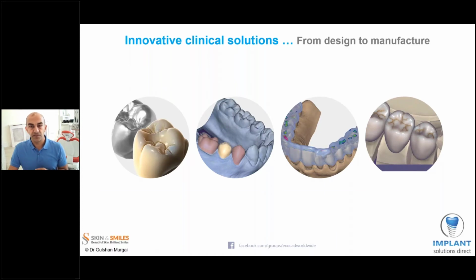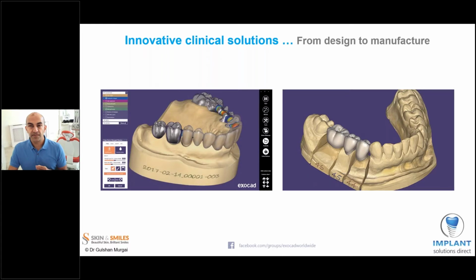So I'm going to just show you some examples of what type of restorations can be made with the ChairsideCAD software. We're looking here on the left-hand side at a full arch restoration. So you could design, and if you had an appropriate mill, you can manufacture that. You can see on the right-hand side there are multiple crowns there.